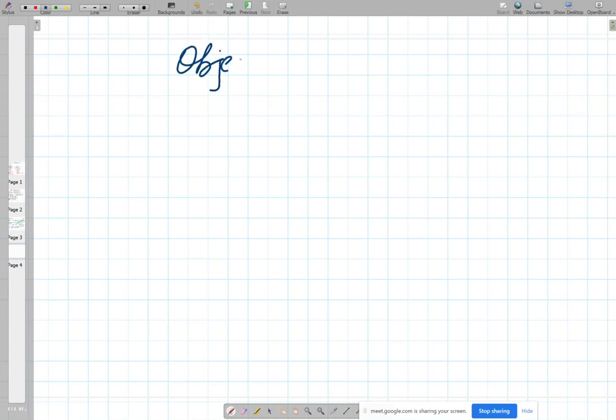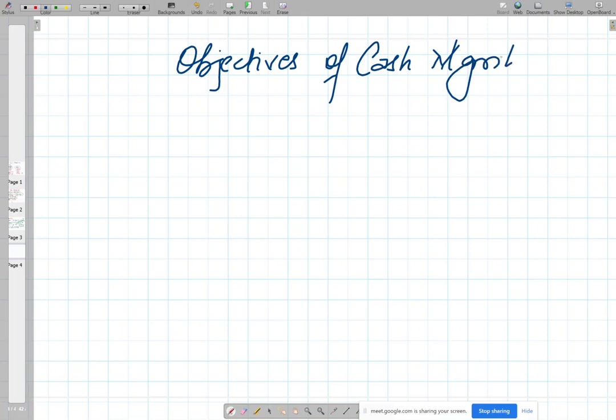objectives, very simple points, very similar and inclusive of the same points that we have been looking into so far. Everything related to profitability, liquidity, the investment of the cash is going to come into picture over here.